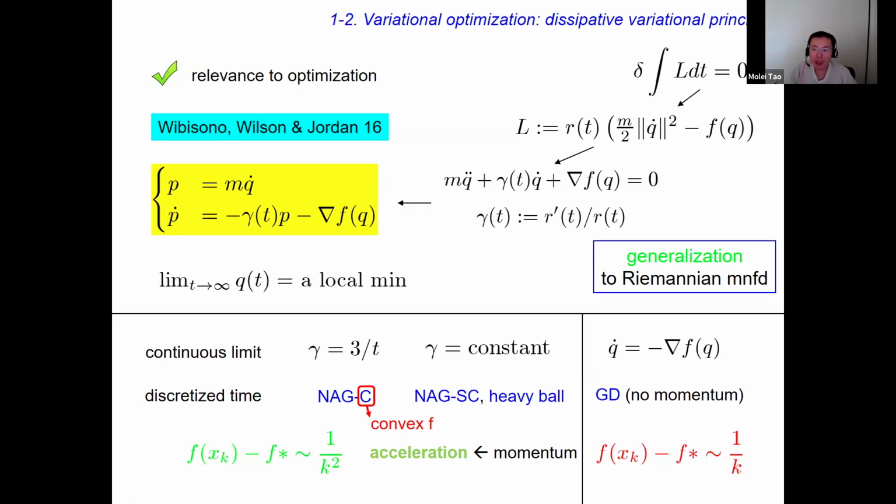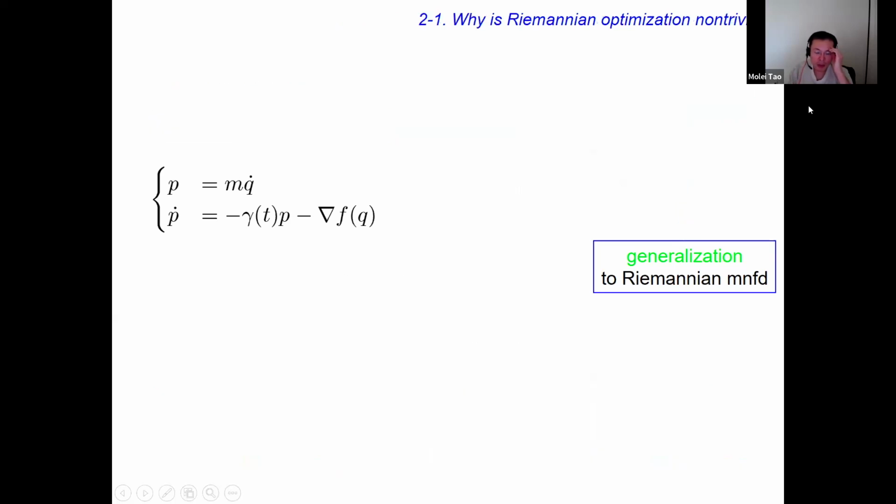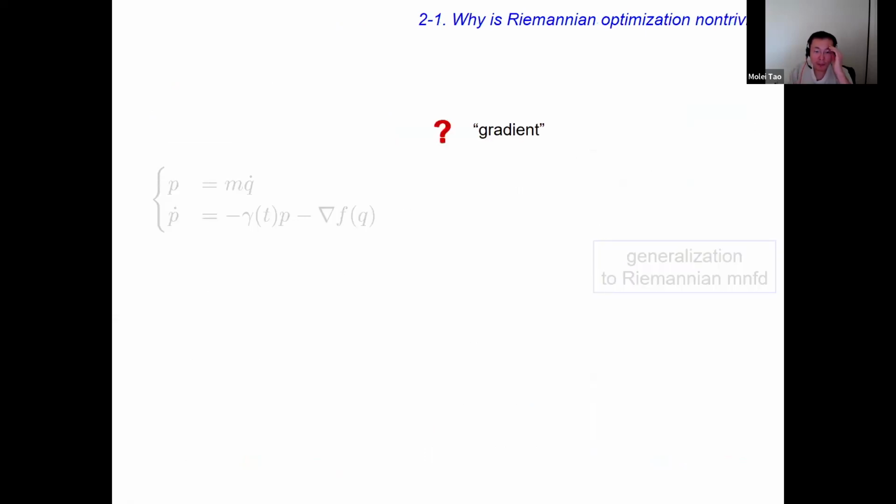All these are classical results, and what I'm trying to do is to generalize this momentum acceleration to Riemannian manifolds. If you think about it, this is actually non-trivial. The approach that we will take is not going to be based on the differential equation. It's actually going to be based on this variational principle. Let me first say a few words about this differential equation and why it's not easy to start with.